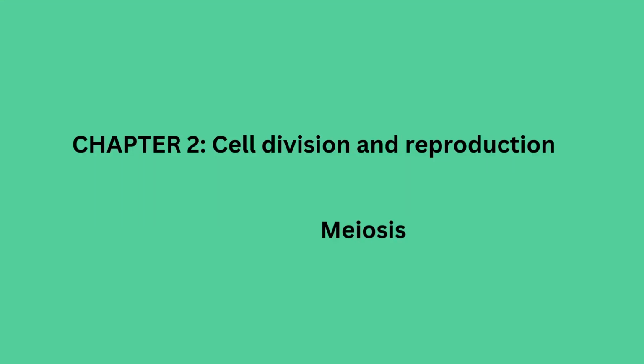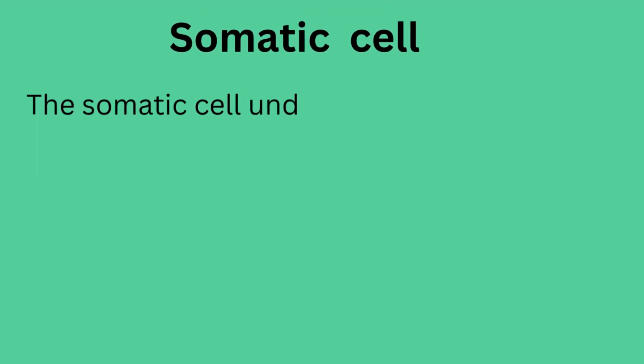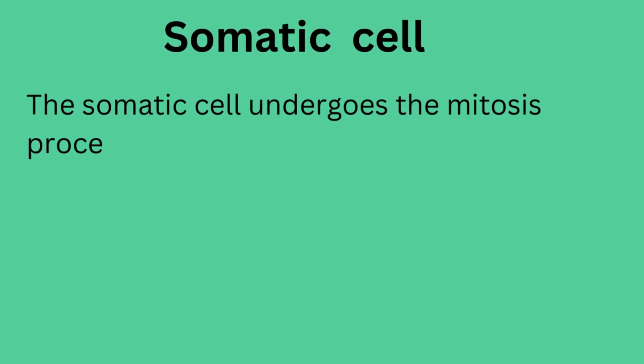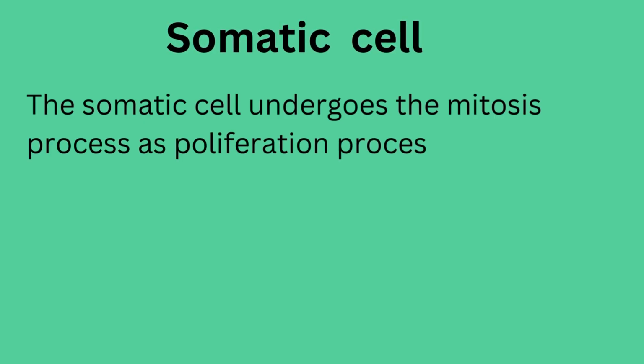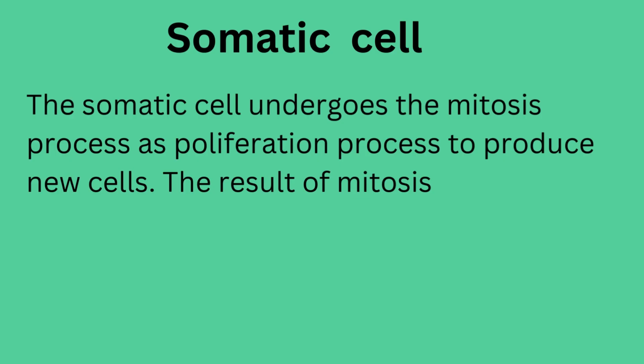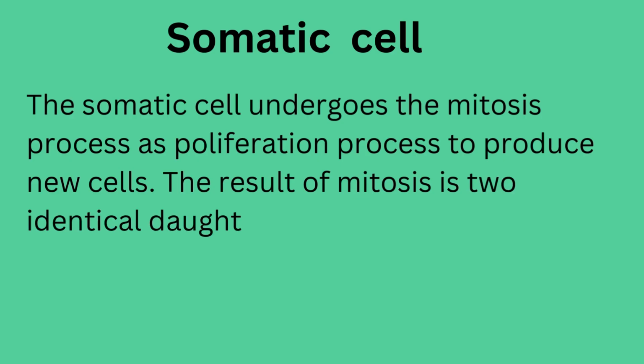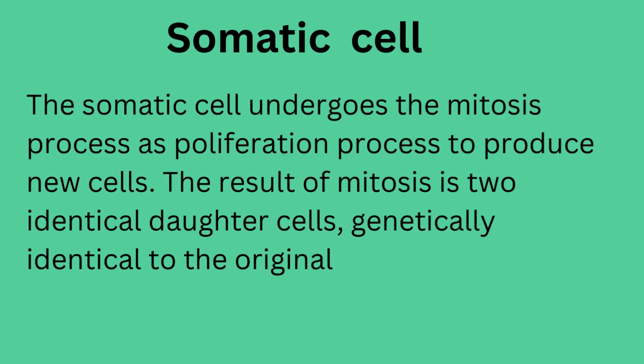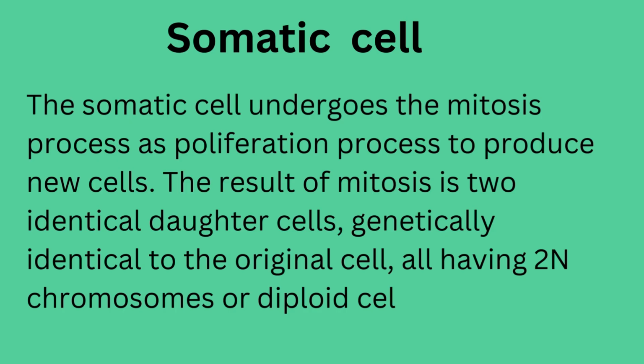We will continue our lesson on Chapter 2, Cell Division and Reproduction, under the subtopic of Meiosis. In the previous lesson, we have learned about the development of somatic cells. The somatic cells undergo the mitosis process as a proliferation process to produce new cells. The result of mitosis is two identical daughter cells, genetically identical to the original cells, all having 2N chromosomes or diploid cells. If the somatic cell undergoes the mitosis process for its development, how about the gamete cells?